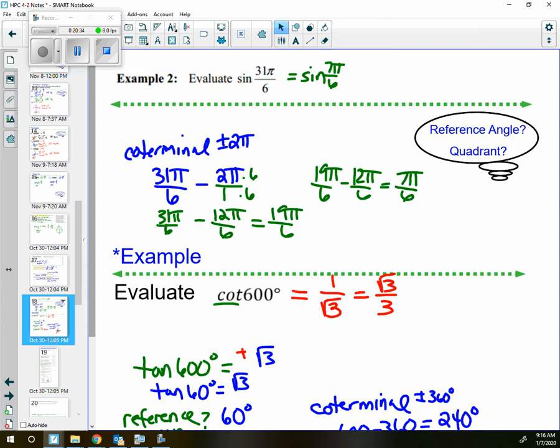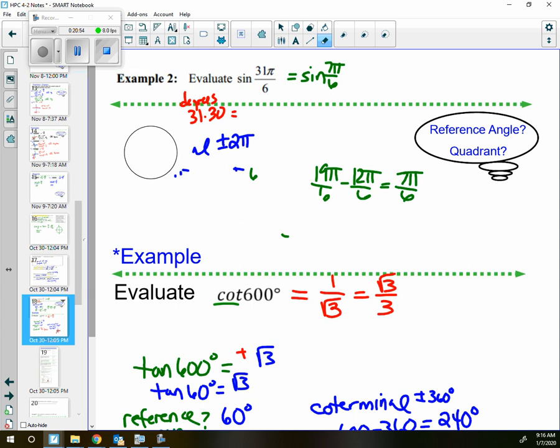If you don't want to work in radians, you could change this over into degrees. 31 times pi over 6 is 30 degrees. You could get that degree measure, so you could do it in degrees, and then you would be adding and subtracting 360. If that's easier, honestly, it doesn't really matter. You just have to know what your reference angle is. So one way or the other, we need a coterminal angle.